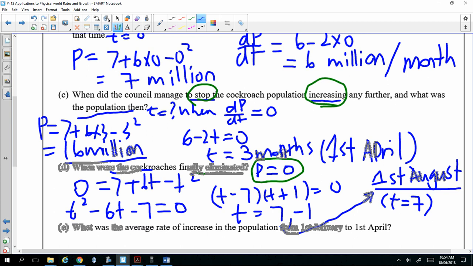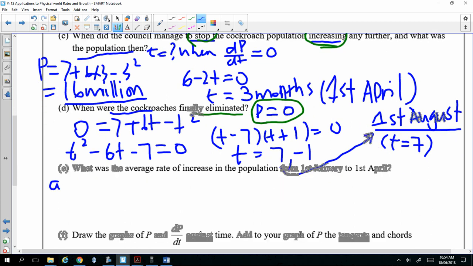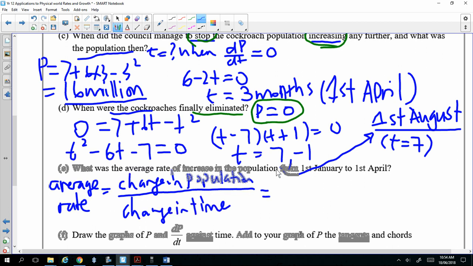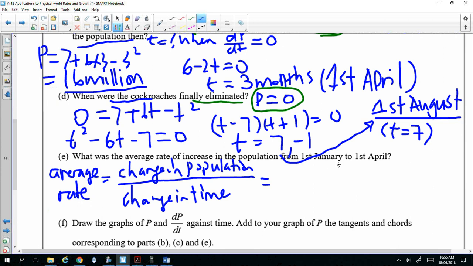And finally, we're going to find the average rate of increase in the population from 1st of January to 1st of April. Okay, so the average rate is equal to the change in population over the change in time. So we need to find the change in population. 1st of April, we remember that was 16 million. So you do 16 million, subtract 7 million on 1st of January, over 3 minus 0, which is 3 months. So that's equal to 9 over 3, which is 3 million.